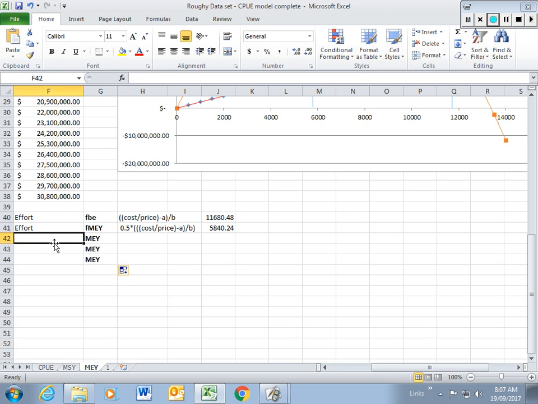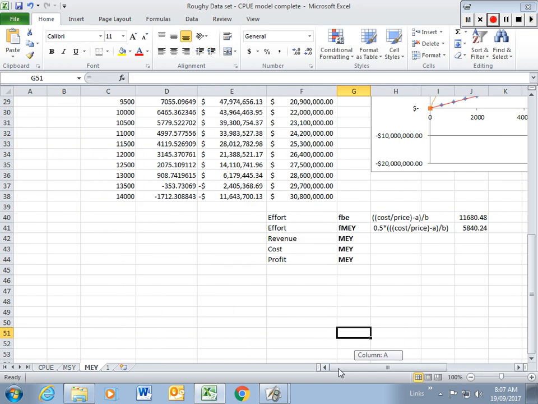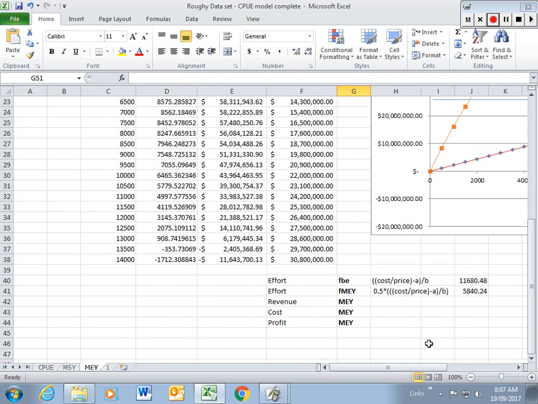So we're going to have the revenue, the total amount of money the fishery makes before any costs are applied to it. Then we're going to put the costs in there. And then we're going to have the profit, or what we call economic rent. So it's the amount of money that the fishery gives us after everything's been paid for.